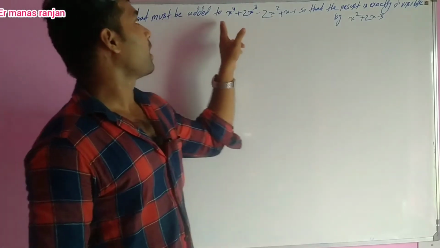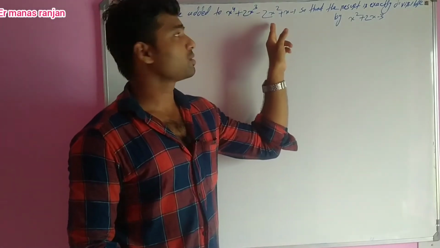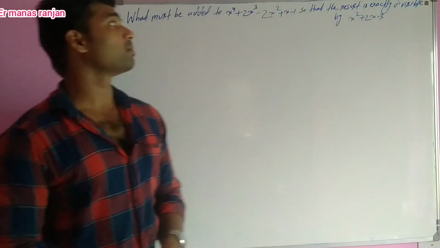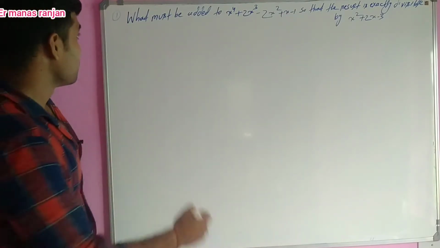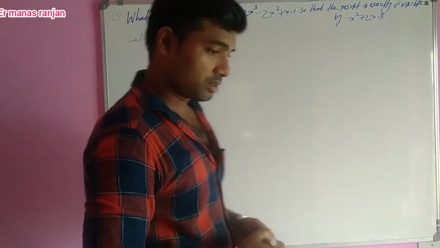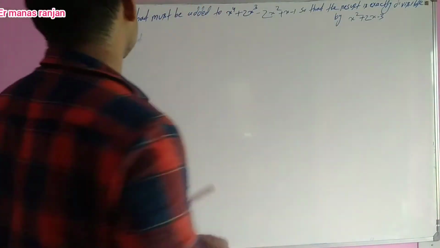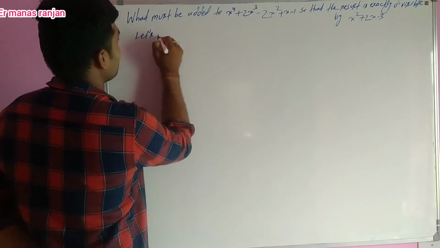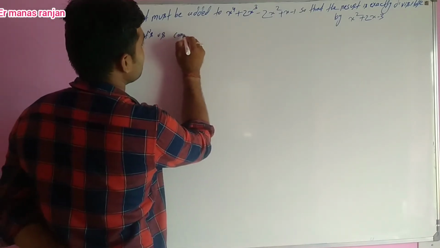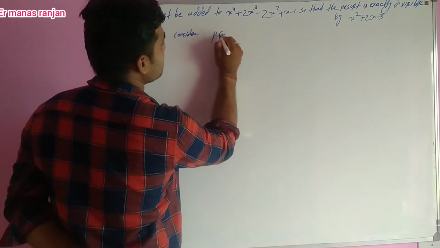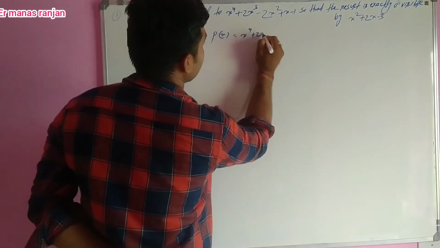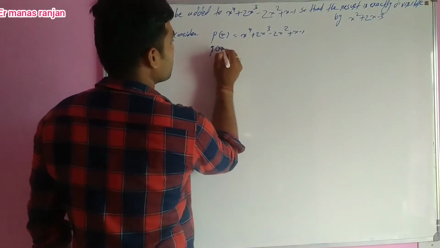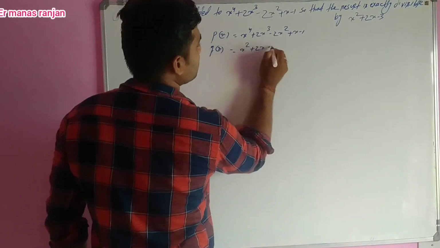Question: what must be added to x⁴ + 2x³ − 2x² + x − 1 so that the result is exactly divisible by x² + 2x − 3? So let us consider P(x) = x⁴ + 2x³ − 2x² + x − 1 and Q(x) = x² + 2x − 3.